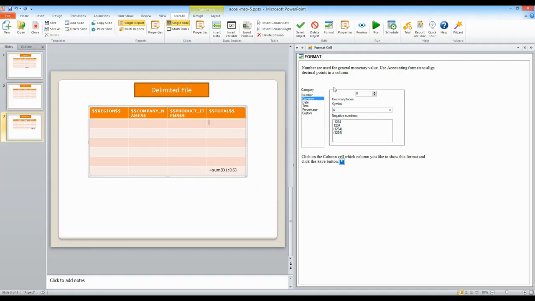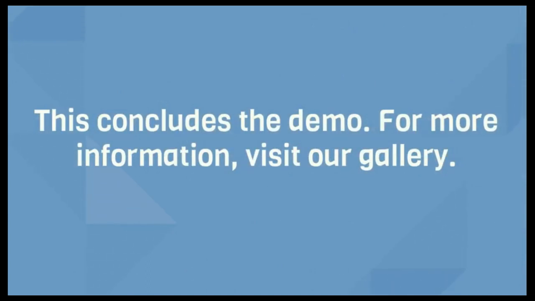Use the Run icon from the accel-BI ribbon to generate the PowerPoint file. This concludes the demo. For more information, visit our gallery.